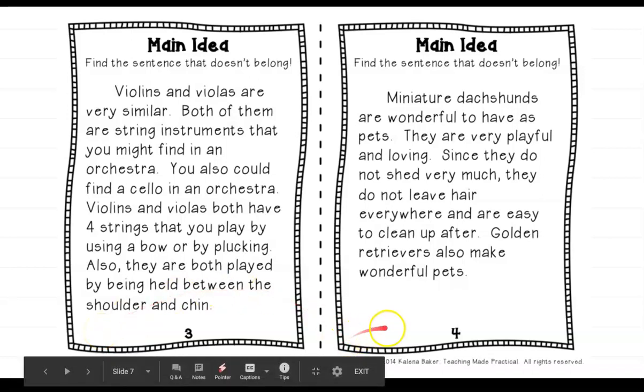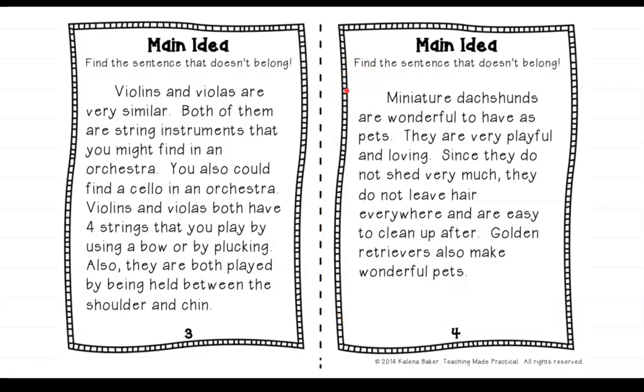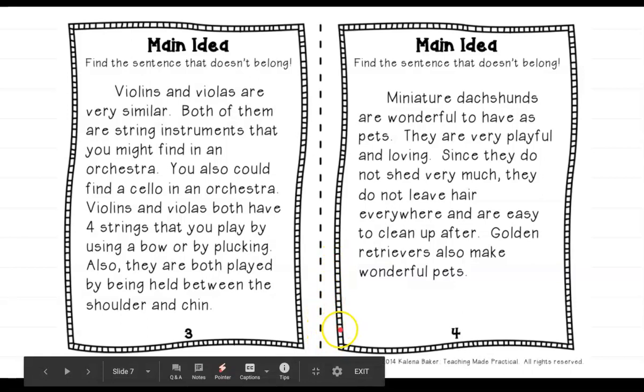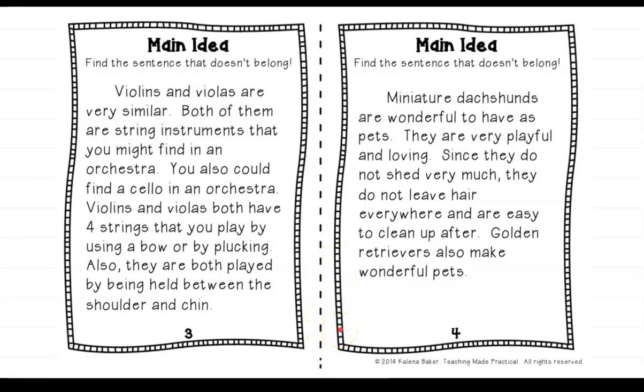We're going to skip over to this one here, though. We're going to read it again, and once again, we're going to choose the sentence that doesn't really need to be there because it doesn't support our main idea. Miniature Dachshunds are wonderful to have as pets. They are very playful and loving. Since they do not shed very much, they do not leave hair everywhere and are easy to clean up after. Golden Retrievers also make wonderful pets. So think about which sentence in there doesn't really have any business being there. You can pause this and jot it down, and then we're going to check.